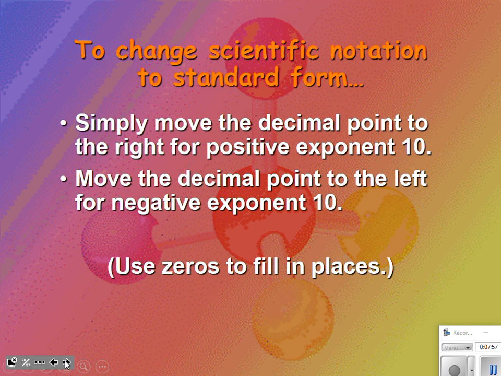Now, this is working in the other direction, to change scientific notation into standard form. We simply move the decimal point to the right for a positive exponent. We move the decimal point to the left for a negative exponent. And then we use 0 to fill in the places.